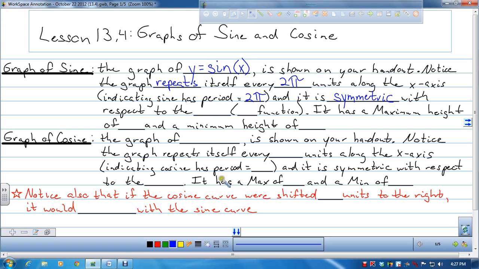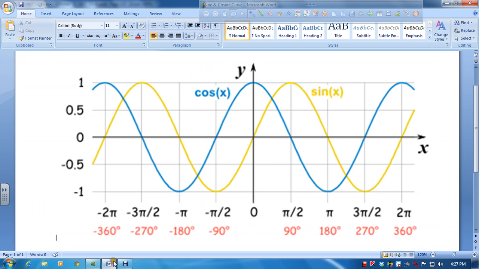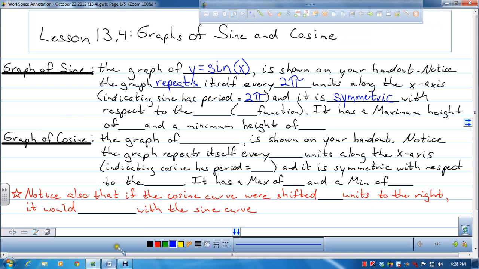And you'll also notice that it is symmetric with respect to what? If you take a look at it real quick, this is not symmetric with respect to the y-axis, is it? If I folded it, this yellow graph would not be on top of itself. However, if I folded it on the y and then the x-axis, it would in fact be on top of itself. And that indicates that it is symmetric with respect to the origin, correct? As you should know, if it is symmetric with respect to the origin, it is an odd function.